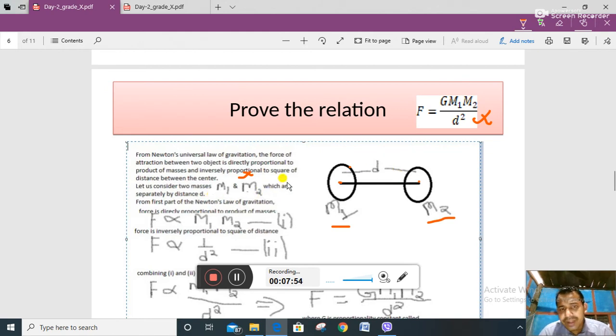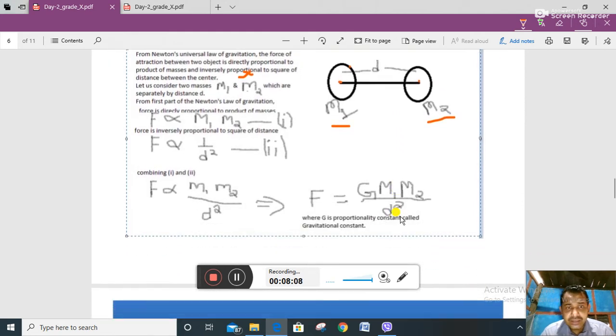From the first part of Newton's law of gravitation, we can write F is directly proportional to m1 m2, because it says the product of masses, meaning the product of the two masses m1 and m2. The second part says that force is inversely proportional to the square of distance, so F is proportional to 1 by d square. Combining these, F is proportional to m1 m2 by d square.